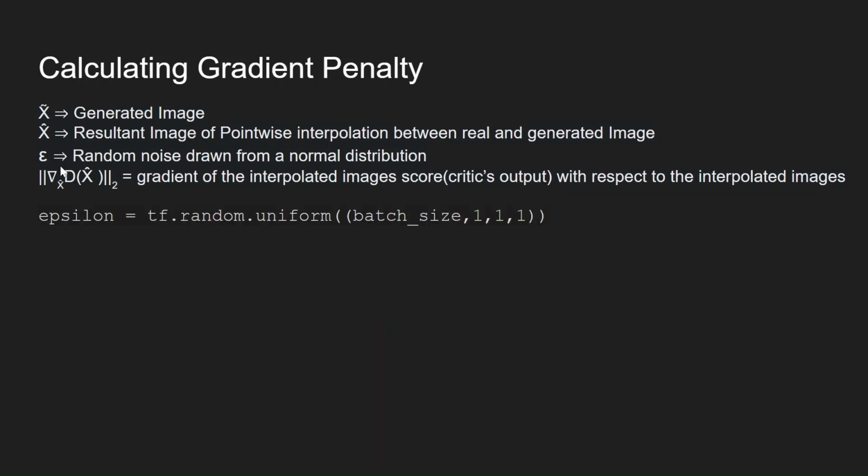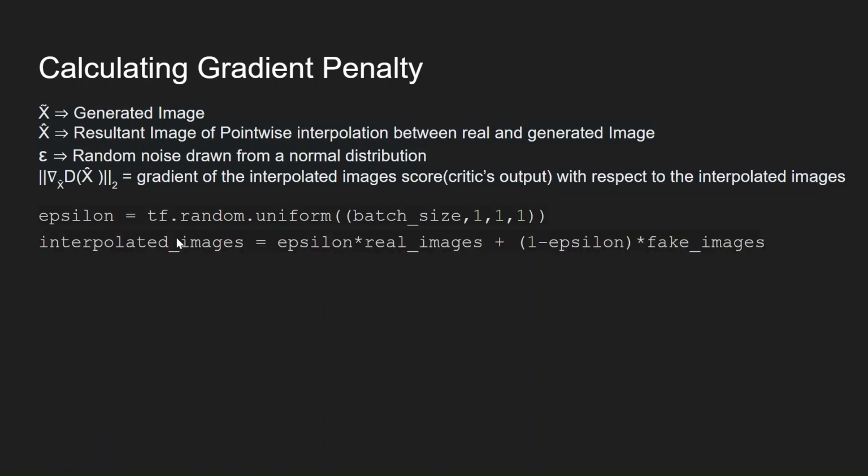First of all, in order to get this epsilon, we are going to use the normal distribution, and we will randomly sample from this normal distribution. In order to generate this interpolated image, what we will do is to multiply this epsilon with the real images, and then 1 minus epsilon with the fake image. Once we have the epsilon interpolated image, all we need to do is to calculate the gradient penalty loss.